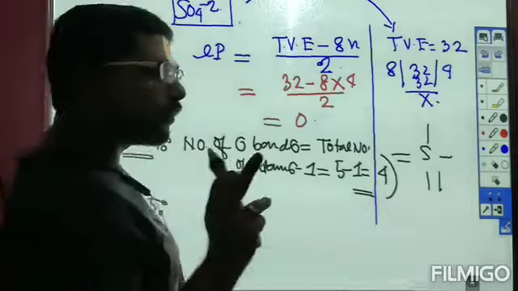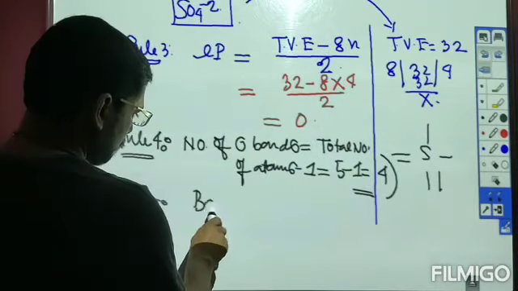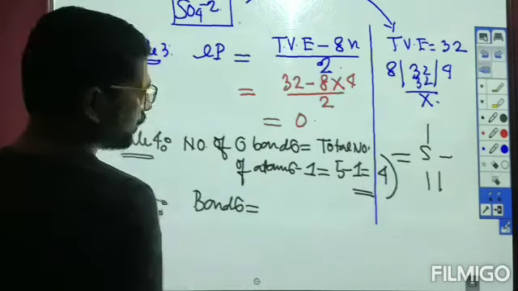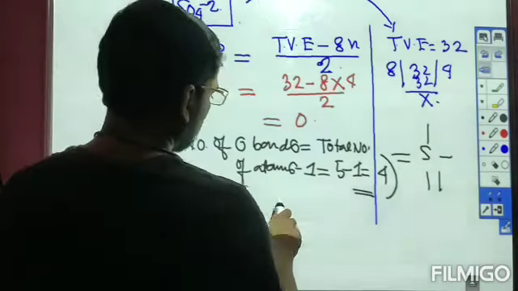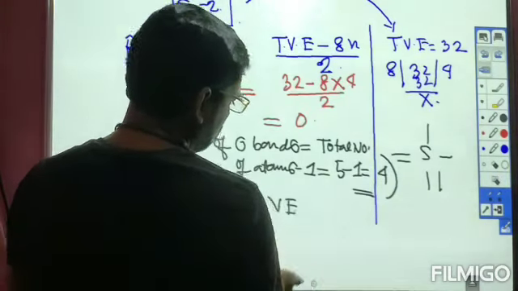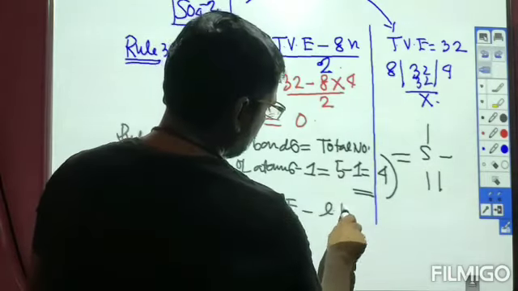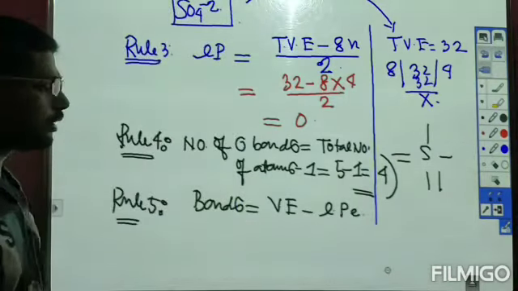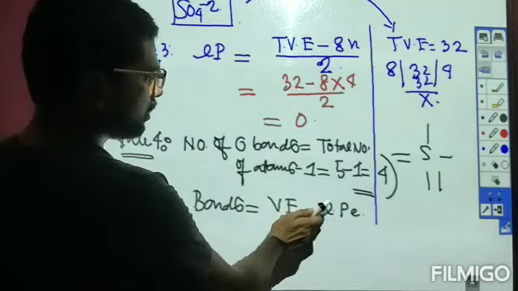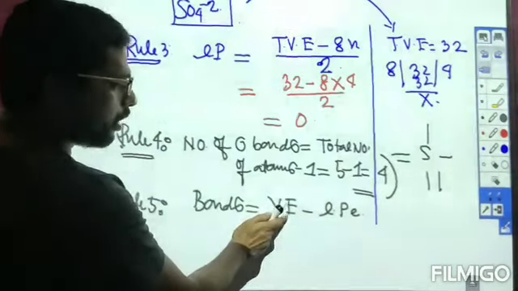See, there is one formula: bonds equal to valence electron of central atom minus lone pair electron. Valence electron minus lone pair electron. Valence electron of central atom.